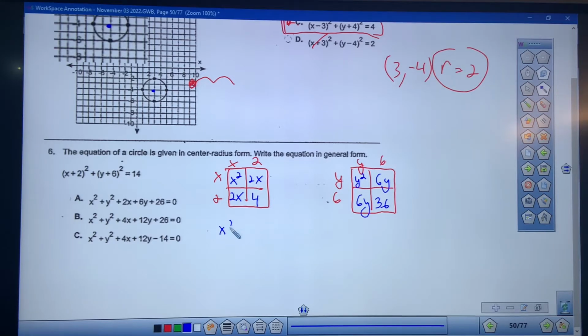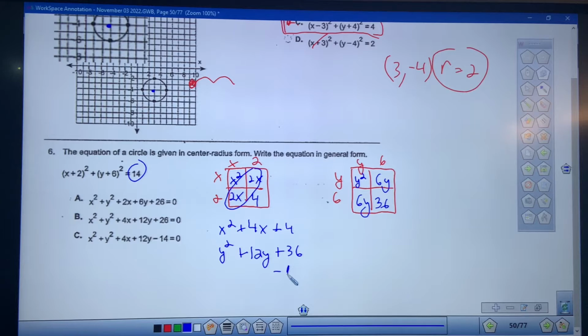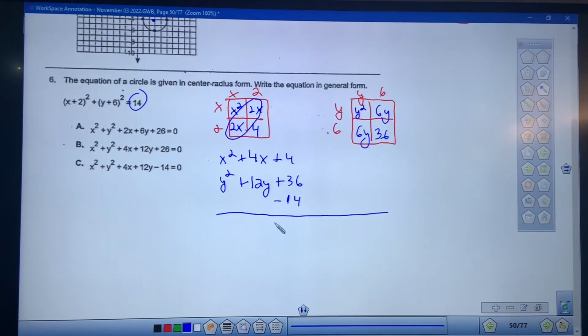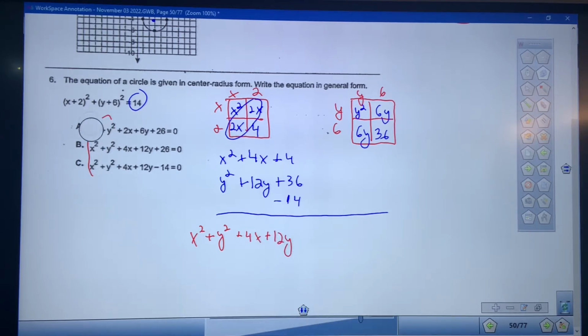So that gives me x squared plus 4x. Notice you have to combine the like terms, plus 4. And then y squared plus 12y plus 36. And see, I have this 14 over on the right. I have to minus that 14 over here, because notice these are all set equal to 0. And let's see what happens from this. So I'm going to stack these up and add them. That would give me x squared plus y squared. And notice they all have x squared plus y squared. Now it's going to be plus 4x plus 12y. You cannot combine those.